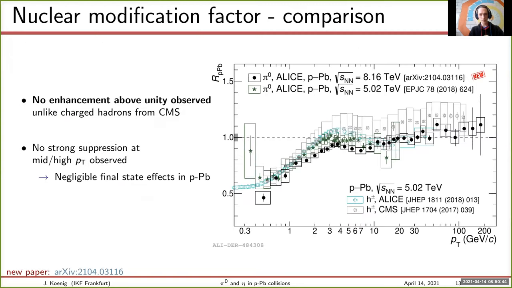Okay, then let's compare our measurement to other measurements. For example, from CMS, they measure charged hadrons, also up to very high PT, and observed an enhancement at higher PTs. And this is not confirmed by our measurements, so we don't observe any enhancement at higher PTs.